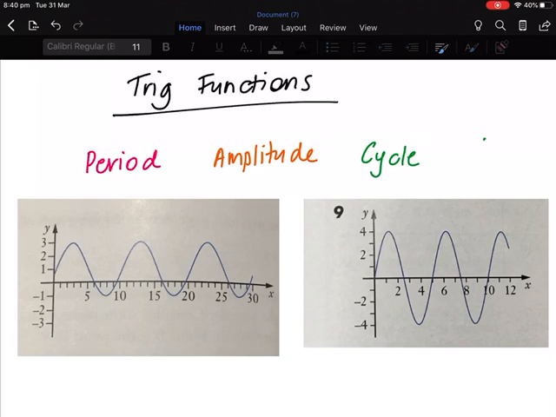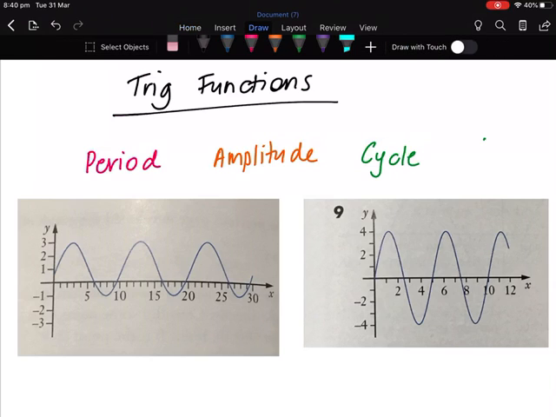Hello, so we're looking at trig functions. So we're just looking at a couple of graphs here, and we're going to look at the terminology of period, amplitude and cycle. So let's start with the period. So the period is the length of time it takes for the graph to complete one cycle.